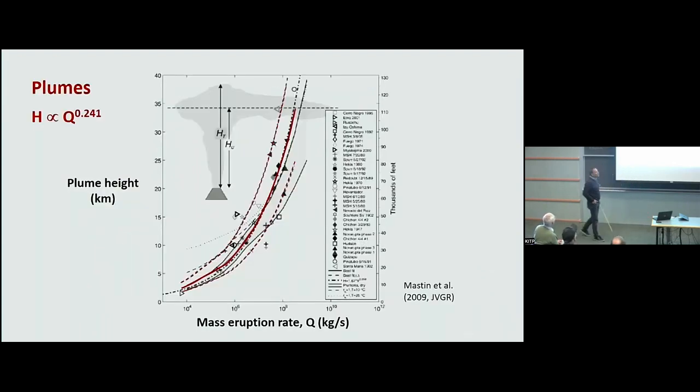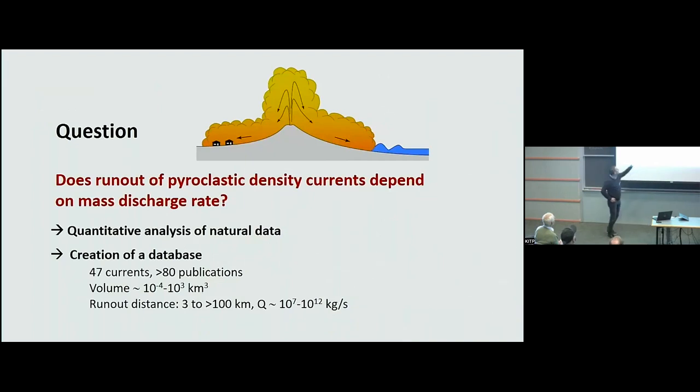Volcanologists have known for decades that the plume height increases with the mass eruption rate. This is a compilation made by Mastin and collaborators, which gathers data of more than 30 well-documented eruptions, and which shows that the plume height increases with the mass eruption rate according to this power law. So since the plume height depends on the flow rate, and since plumes may collapse to form pyroclastic density currents, today I will address the following question. Does the runout of pyroclastic density currents depend also on the mass discharge rate?